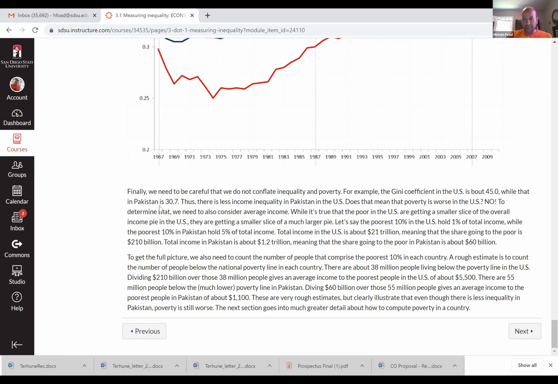And so, in the notes, I did some back of the envelope calculations and showed that, yeah, the poor are significantly better off in the US than they are in Pakistan. Looking at both inequality and poverty together is what we need to do. We can't just look at poverty by itself, just like we can't look at inequality by itself. So we need to consider them both.